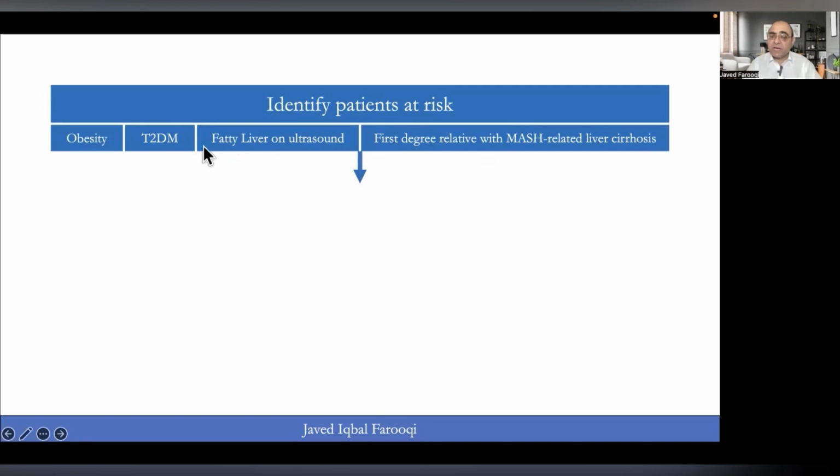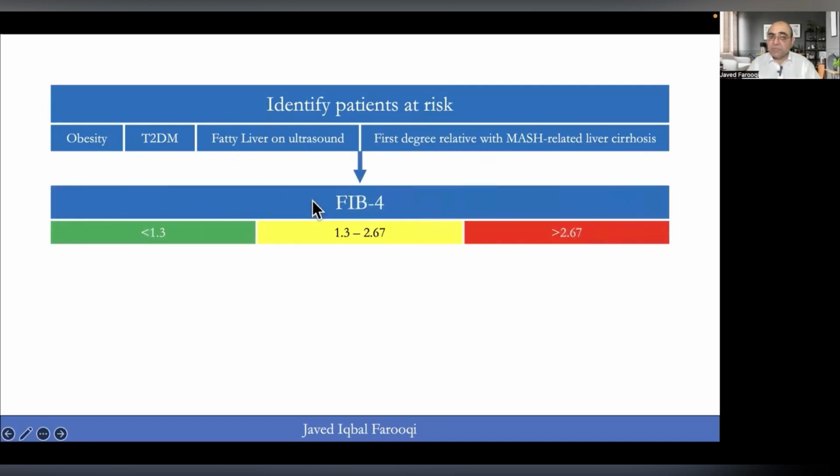So after identifying the patients at risk, you check the FIB-4. The FIB-4, it's a smartphone-based calculator.